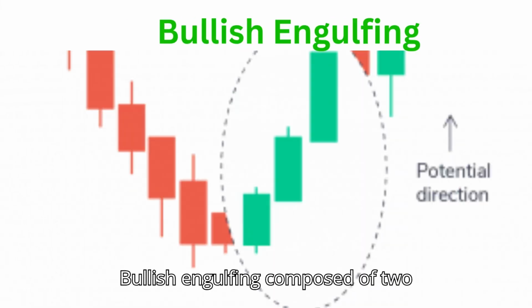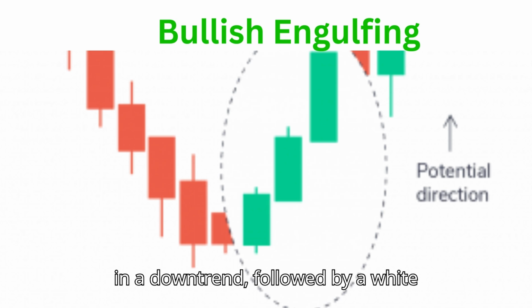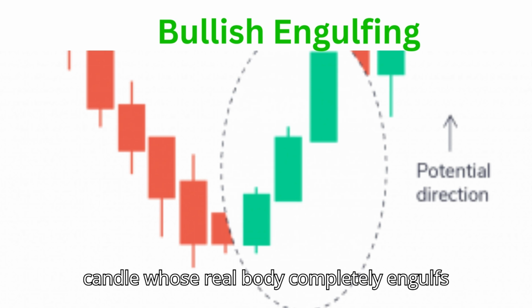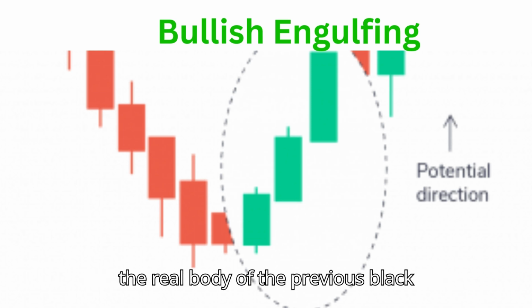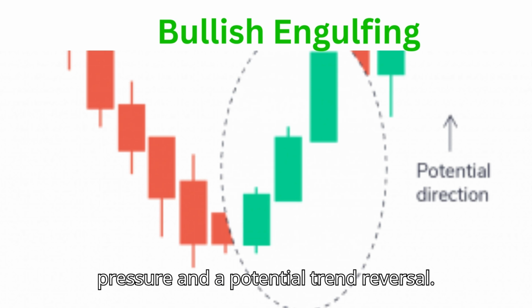Bullish engulfing, composed of 2 candlesticks. The first is a black candle in a downtrend, followed by a white candle whose real body completely engulfs the real body of the previous black candle. It indicates strong buying pressure and a potential trend reversal.